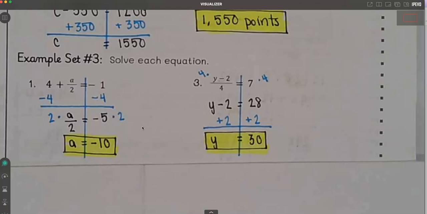You can't cancel out the 2. You have to multiply both sides by 2. All right, last call for answers. Anyone else have an answer?